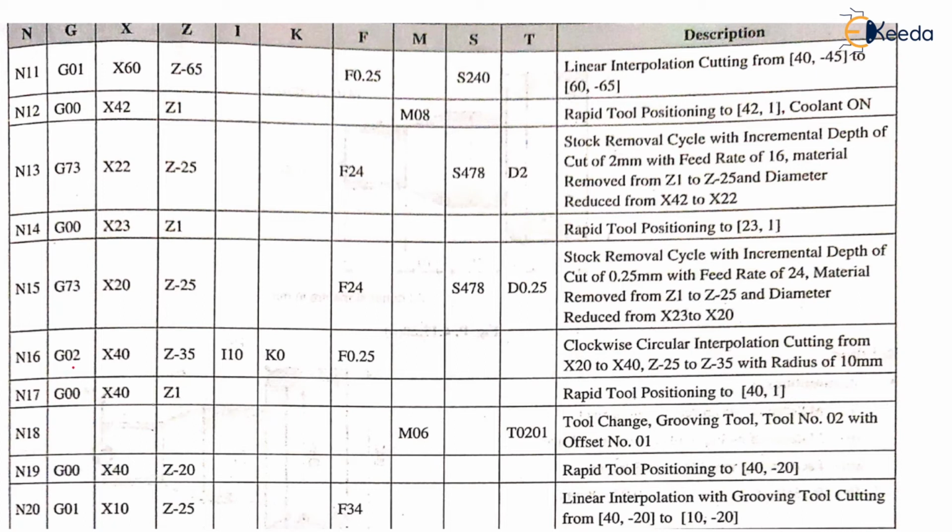Okay. Then G02 X40 Z minus 35 I10 K0 F0.25. Clockwise interpolation, circular clockwise. It is cutting from X20 to X40 and Z minus 25 to minus 35. We always put the final dimensions here, not the front. So the final dimension is X40 and Z minus 35 with a radius of 10. So here I is 10, and K is considered 0. Okay, so here the center part we have to understand.